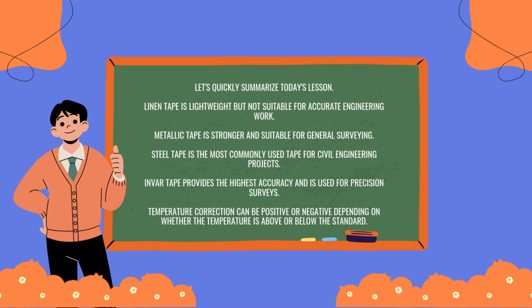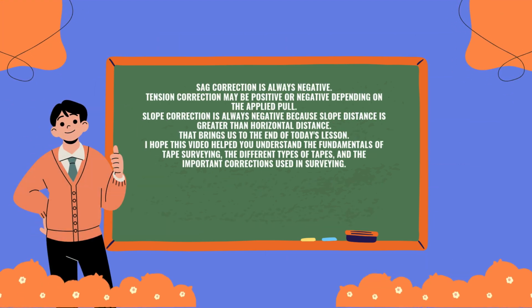Temperature correction can be positive or negative depending on whether the temperature is above or below the standard. Sag correction is always negative. Tension correction may be positive or negative depending on the applied pull. Slope correction is always negative because slope distance is greater than horizontal distance.